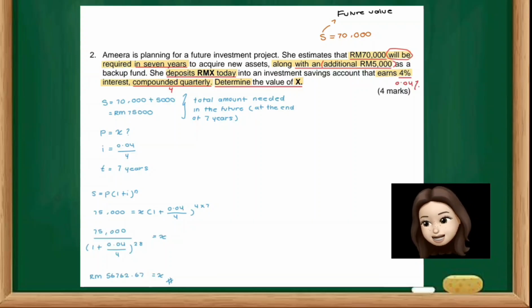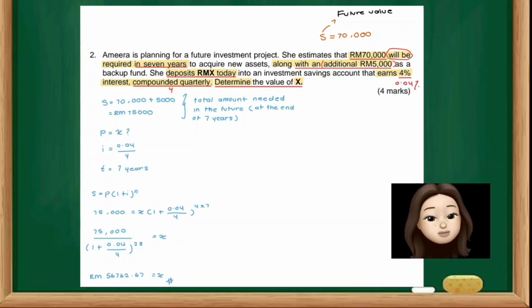Okay, so now we need to find the X. So we have S. The S is RM 70,000. But you need to add 5,000 because, let's look at the wording of the question. They said she estimates that RM 70,000 will be required in 7 years along with an additional RM 5,000 as a backup fund. So you know that RM 70,000 is S, but they said along with an additional RM 5,000. You need to add RM 70,000 with RM 5,000 equals 75,000. This is the total amount needed in the future, which is 75,000 as S.